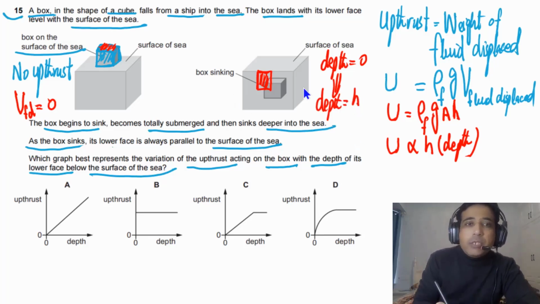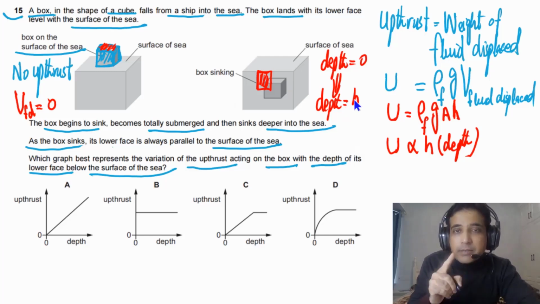After that, upthrust will be constant because the volume of fluid displaced will stay constant. g is constant, density of fluid is constant. So upthrust will stay constant. Anywhere inside this water, the upthrust on this cube will be the same. So after h, upthrust has to be the same.